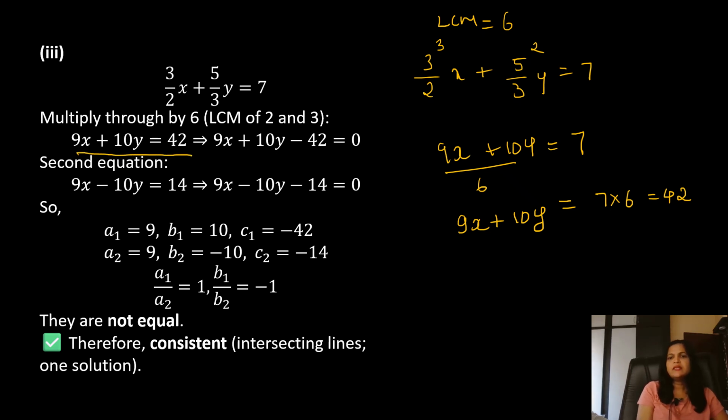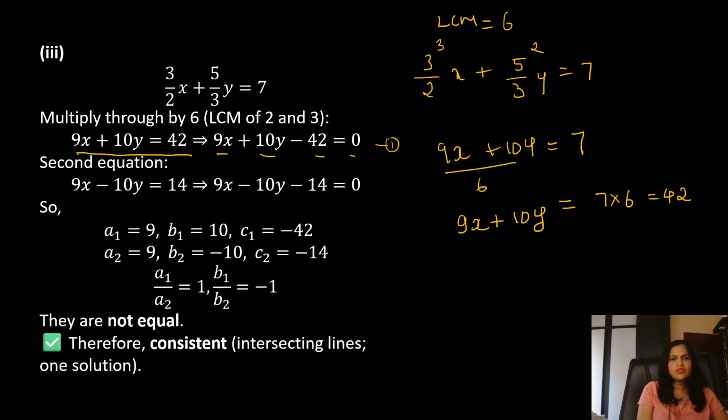You got this. Then you convert this 42, move it to the opposite side. Therefore 9x plus 10y minus 42 equal to 0. This is the one equation you got. The second equation is 9x minus 10y is equal to 14.